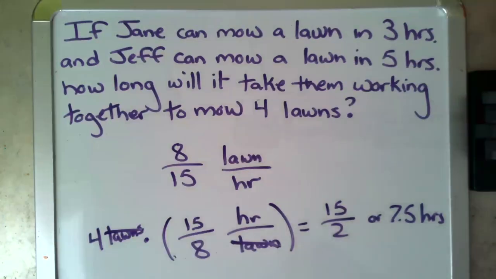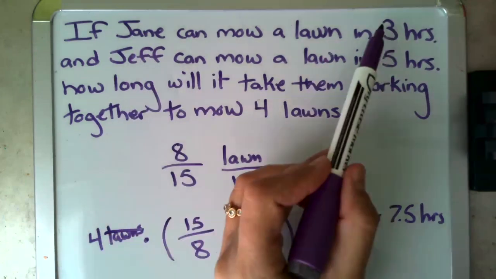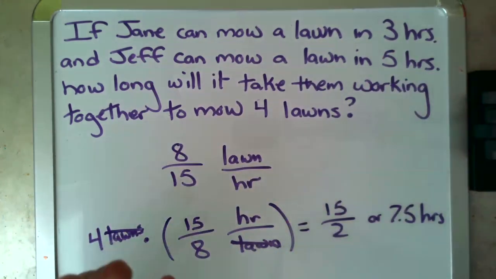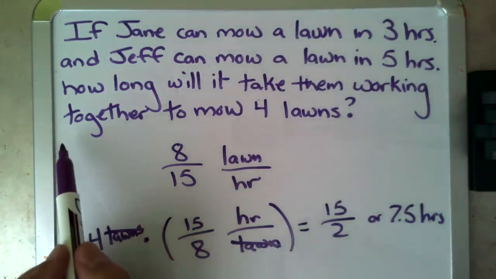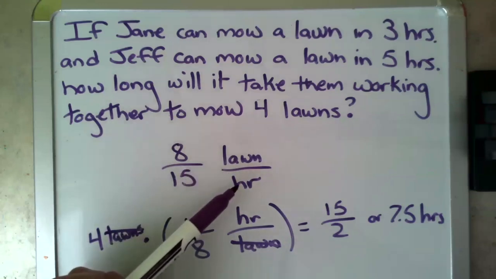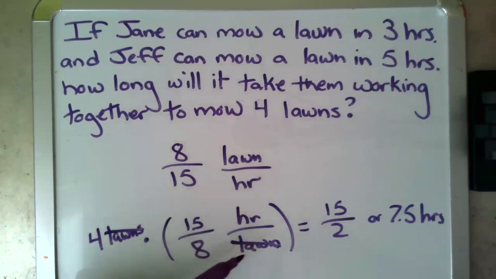Okay, let's do another one that's a little more complicated. It's got 3 different elements in it. Quick summary. The first thing I need to do is make my time unit the same. I need to figure out what portion of the job gets done in an hour. That allows me to figure out what they can do together. So 8/15 together, and that's 8/15 of a lawn per hour. The next thing I need to do is figure out how many hours it takes for them to do a complete job, and that's the reciprocal, hours per lawn. 15/8 hours per lawn. Last step, they asked me how long for 4 lawns, so I multiply how long for 1 lawn times 4.